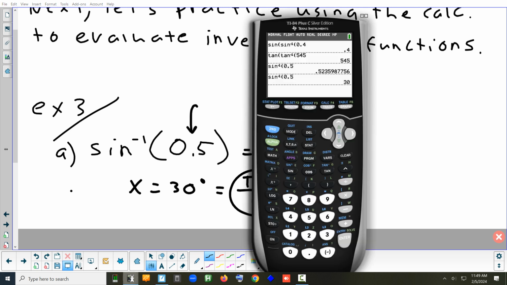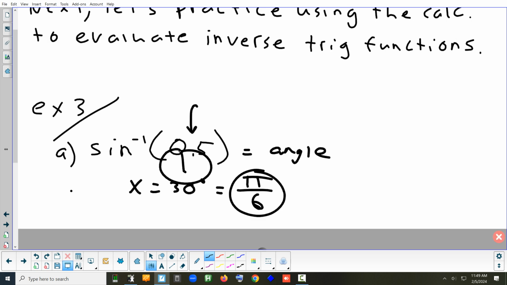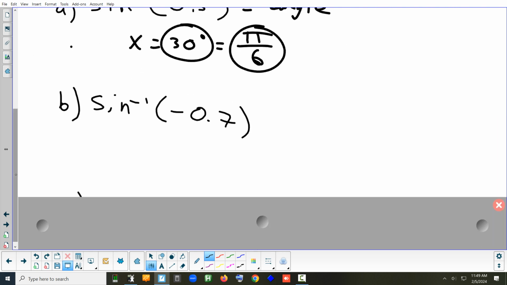I mean, if you recognize 0.52359877 as pi over 6, great. But you might not always recognize this decimal. So do it in degrees first. Okay, so either answer is correct. Okay, let's try this one. Now I will tell you, negative inverse sine of negative 0.7, it's not going to come out nice no matter how you do it. So let's do it in degrees and then we'll do it in radians just to practice both.